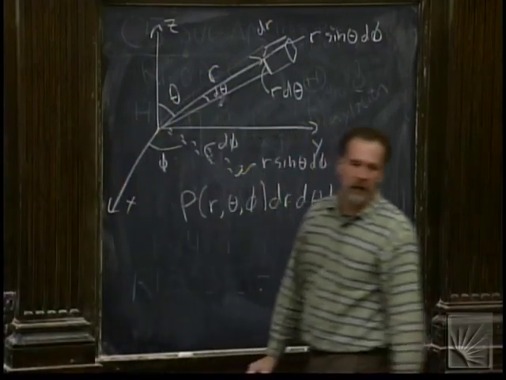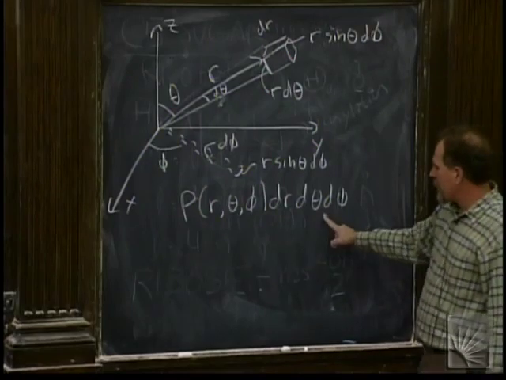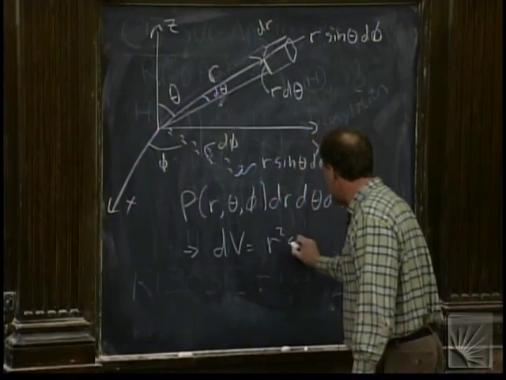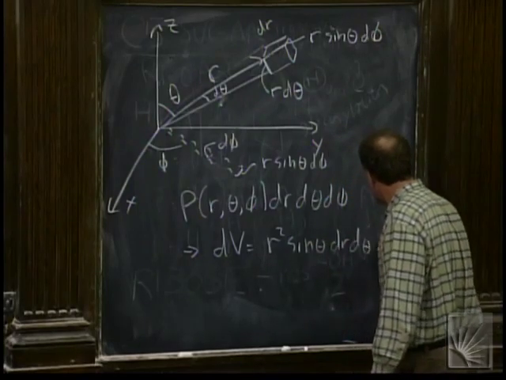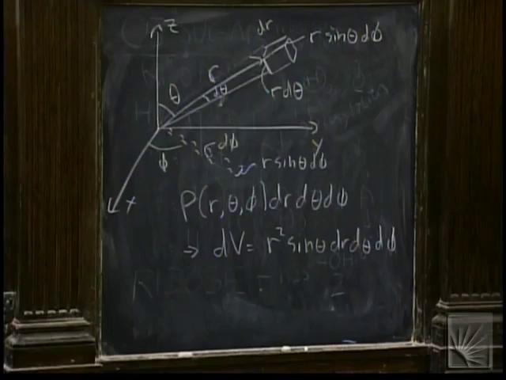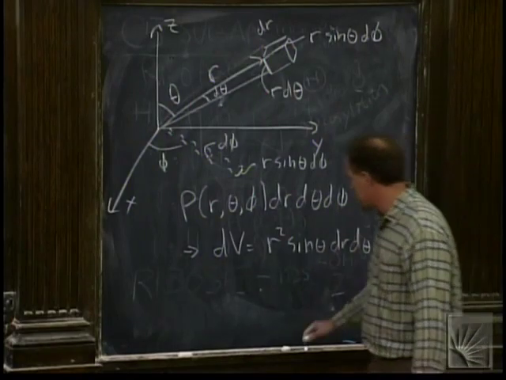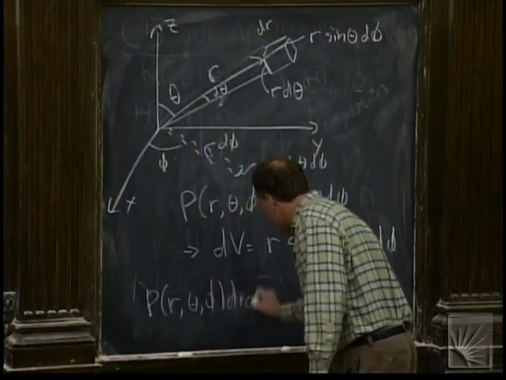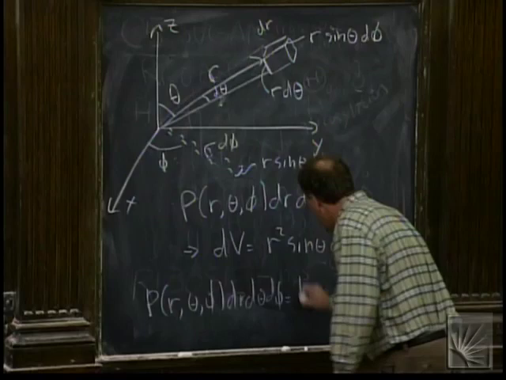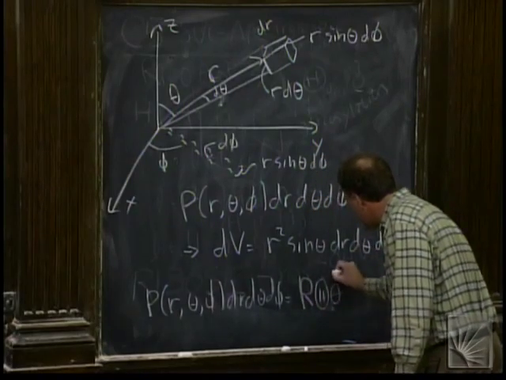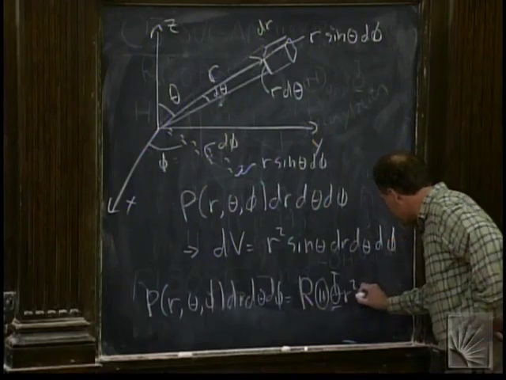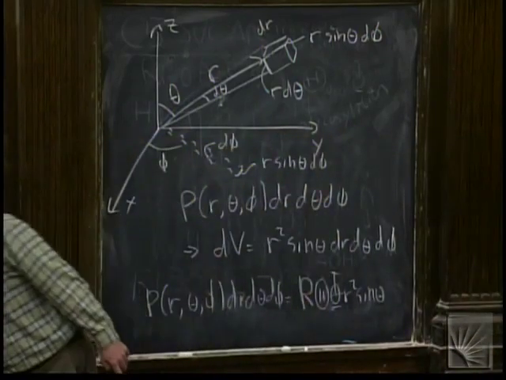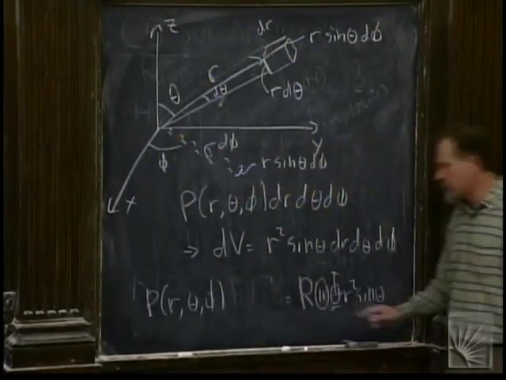It's just shorthand for writing dx, dy, dz. In three-dimensional space, I want to turn this into dv equals r squared sine theta dr d theta d phi. So the probability written this way, if I still want to write it mathematically as dr d theta d phi, I'll say R capital Theta capital Phi, but then I have to write down r squared sine theta, and then dr d theta d phi.